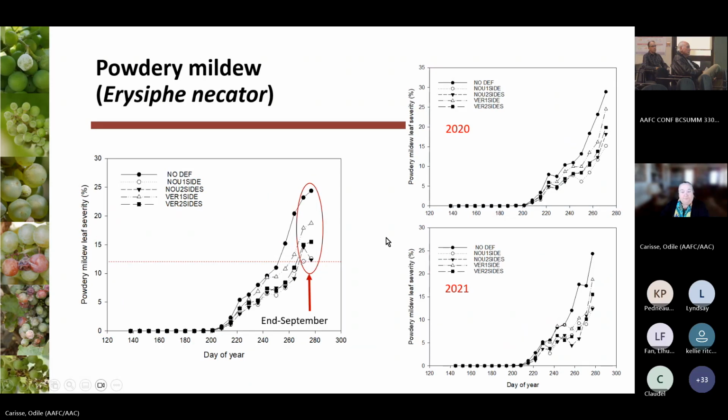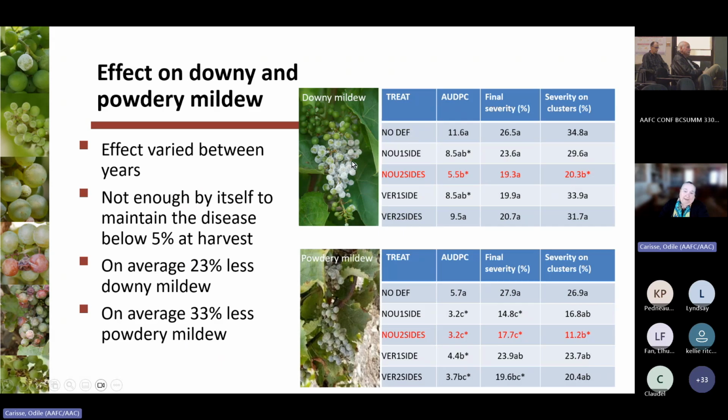For powdery mildew, unfortunately, we didn't see much effect, really no delay in the disease progress curve. Most leaf removal treatments ended up with less disease than the control with no leaf removal, but there was not much difference between the different treatments. So if we look at the impact on the quality of harvest, you have downy mildew at the top and powdery mildew.